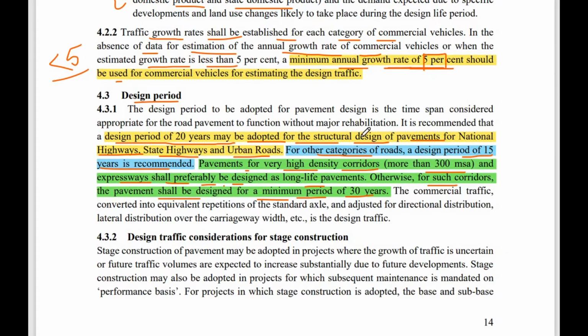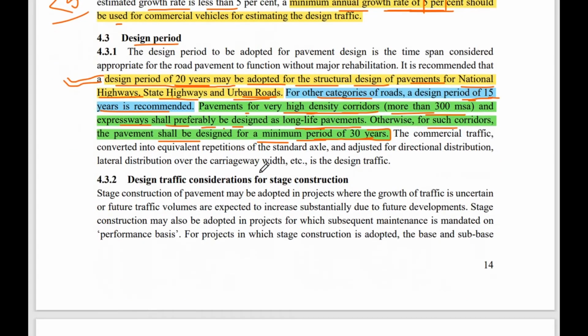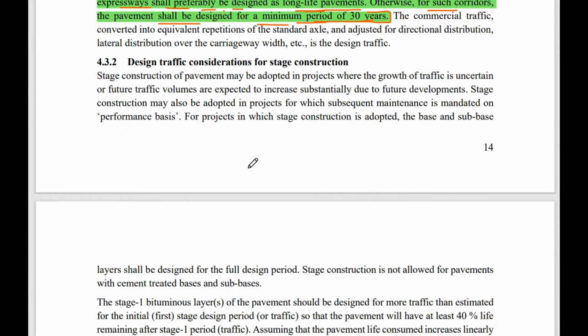So here they have mentioned three things. The first thing is the design period will be 20 years. For whom? For the national highways, state highways and urban highways. For the low volume roads such as the village road or the minor district roads, we are going to adopt 15 years as our design traffic period. And next they have said that for the high density corridors where the traffic density is more than 300 MSA will be considered as a long life pavement, and a minimum period of 30 years will be considered as our design period. So I hope this point is also clear to you.